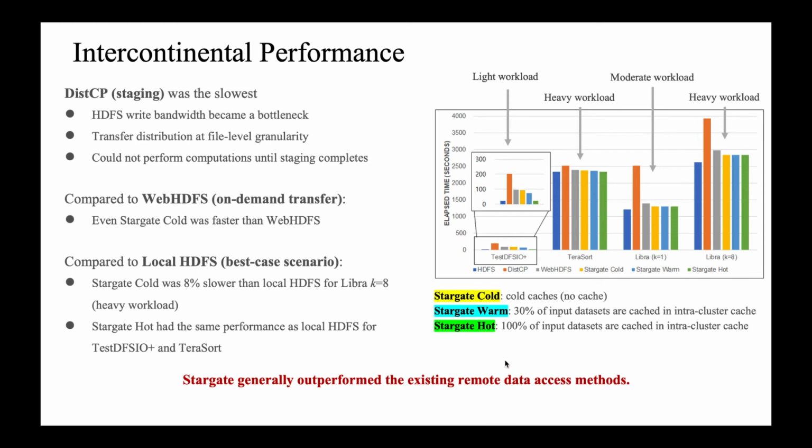For all benchmarks, DistCP, shown as orange bars, was the slowest. HDFS write bandwidth became a bottleneck, and the transfer distribution at file level granularity was inefficient. Also, computation and transfer could not be overlapped, so compute resources had to sit idle during file transfer.